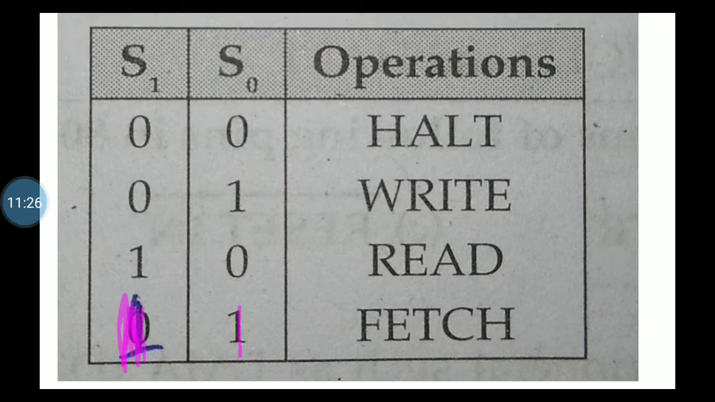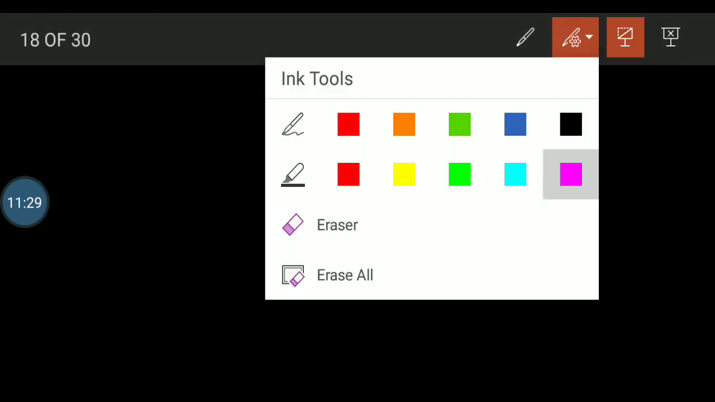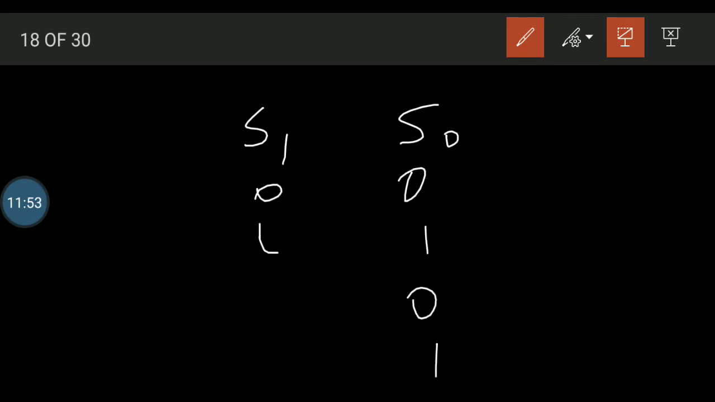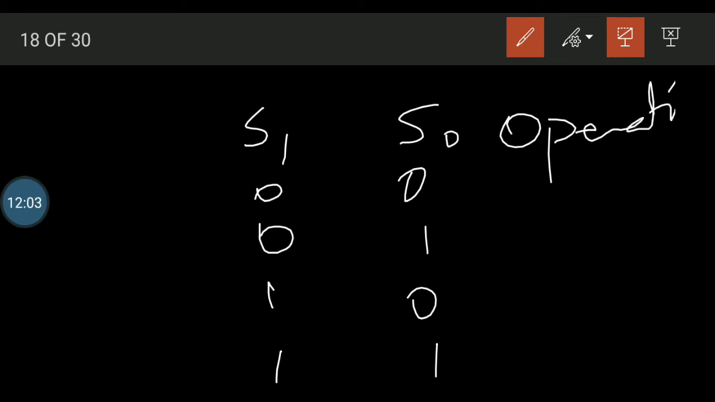Clear, students? Now, how to remember this? I am giving one simple technique that will be very helpful to you all. First I will write the signals S1 S0: 0 0, 0 1, then again 2 times 0, 2 times 1. You have to remember only one thing: which operation comes, we have to write that operation. Now, which operation does 0 0 mean?